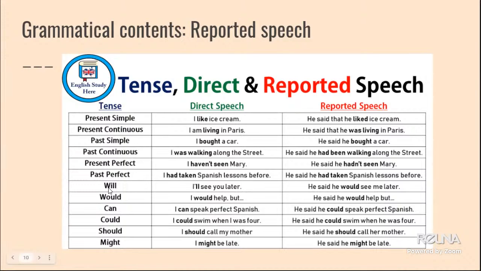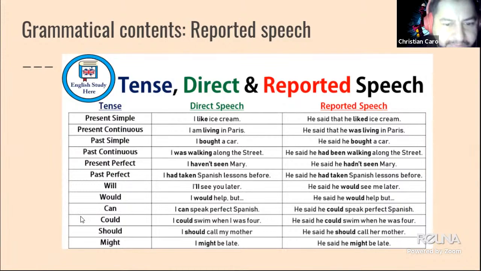And also we have some situations in which we don't have backshift. We can't change the verb or jump to the past. For example, if I'm using past perfect, like in this example, "I had taken Spanish lessons before." I cannot jump back. There's no backshift porque más atrás no hay nada. Entonces, he said that he had taken Spanish lessons before. No hay ningún otro tense que me sirva para saltar más atrás que el past perfect.